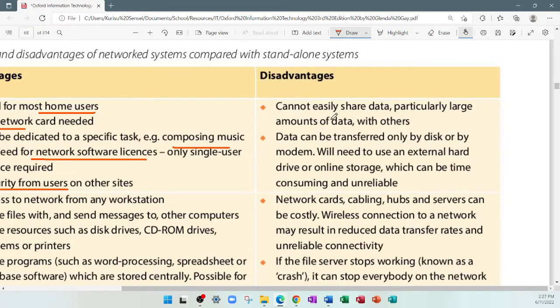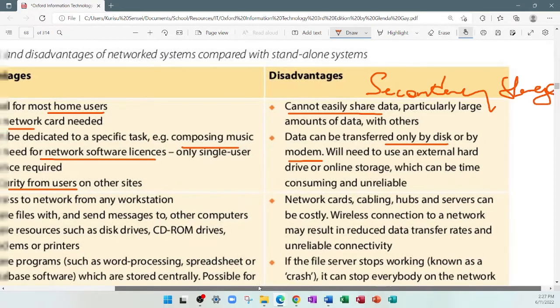But what's the disadvantage? Obviously you cannot share any data. Today we get to share data because of the internet, and because you're standalone, you cannot do that. But that doesn't mean we cannot share. We can share if we use secondary storage, which is our flash drives, memory cards, or external hard drives. We use that to transfer our data. So data can be transferred only by disk or a modem. You connect it to a network if you want to transfer your data, or you transfer by some form of storage.